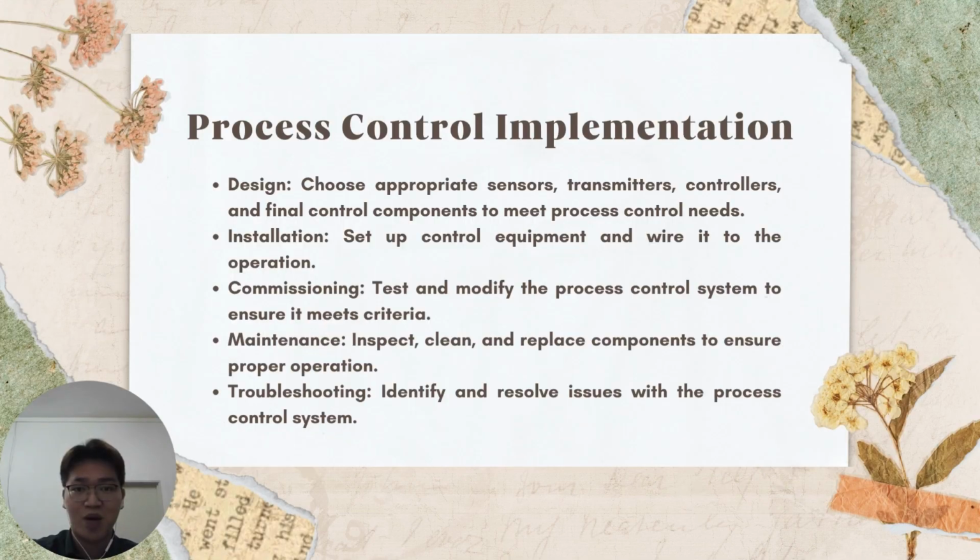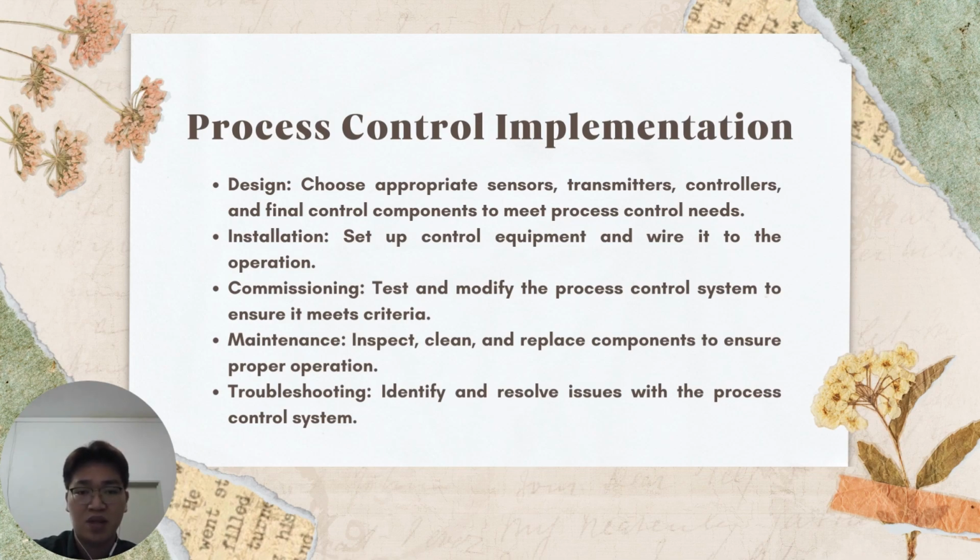Next, I will present process control implementation. First of all is design. Choose appropriate sensors, transmitters, controllers, and final control components to meet process control needs. The next one is installation. Set up control equipment and wire it to the operation. The third one is commissioning. Test and modify the process control system to ensure it meets the criteria.